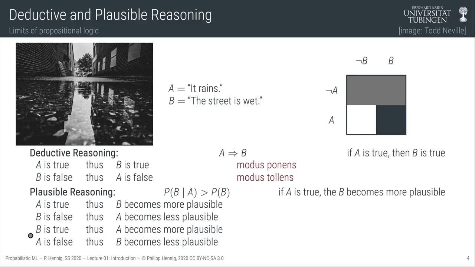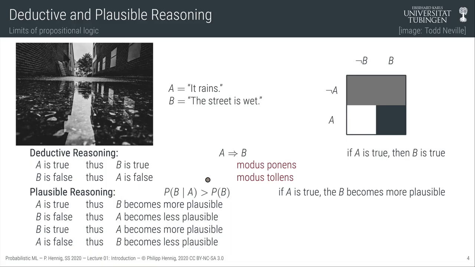And finally, if A is false, so if it's not raining, then B becomes less plausible. So it's less likely that the street is wet. There are potential explanations left, but we deem them relatively unlikely. We would like to be able to write this with a notation that looks a little bit like this. So we're going to read this out, and in a moment I'm going to introduce this more formally, as the probability for the statement B, given that A is true.